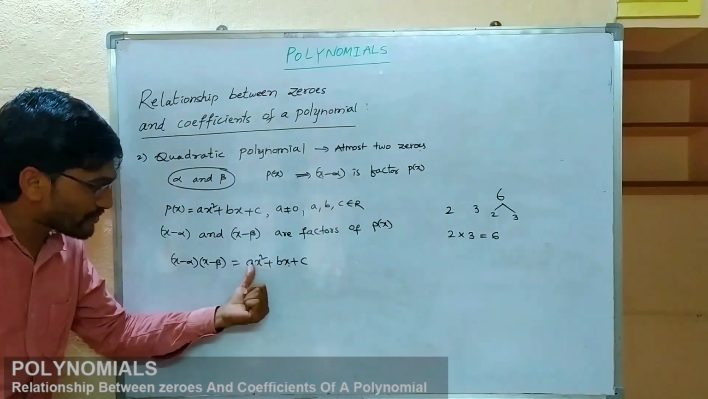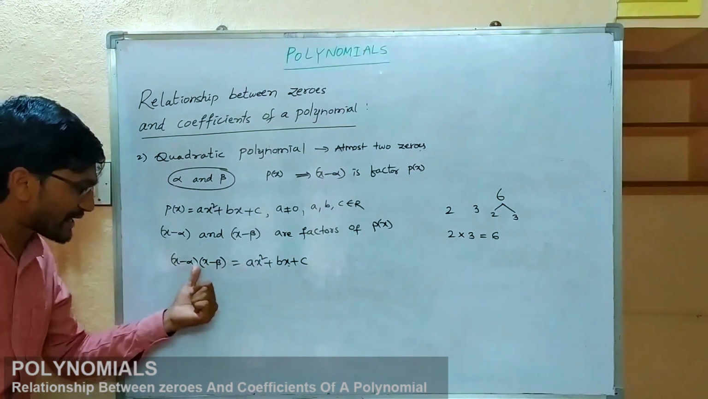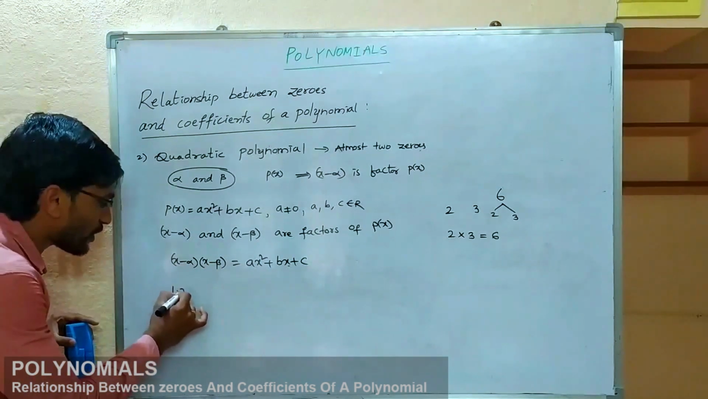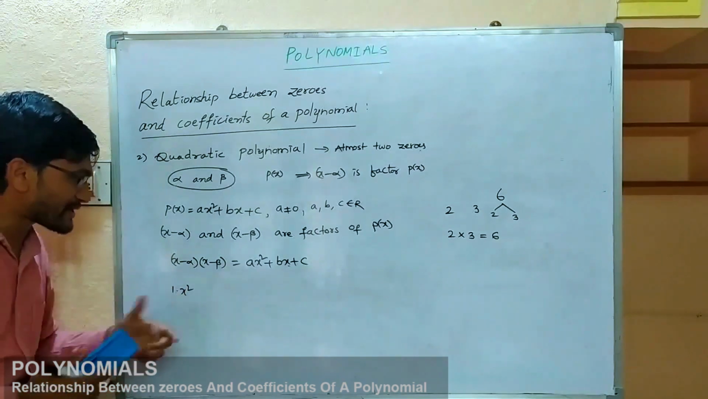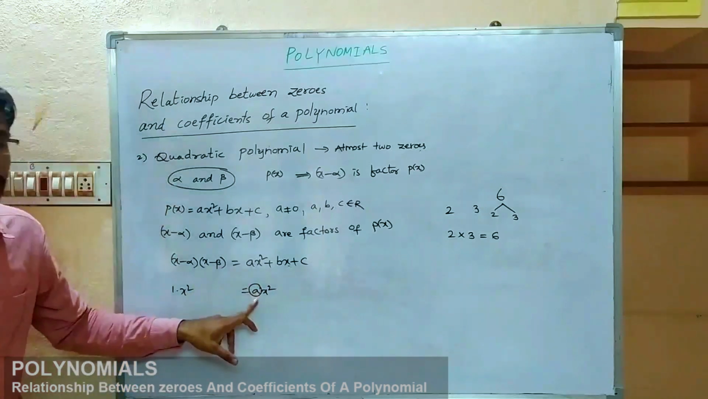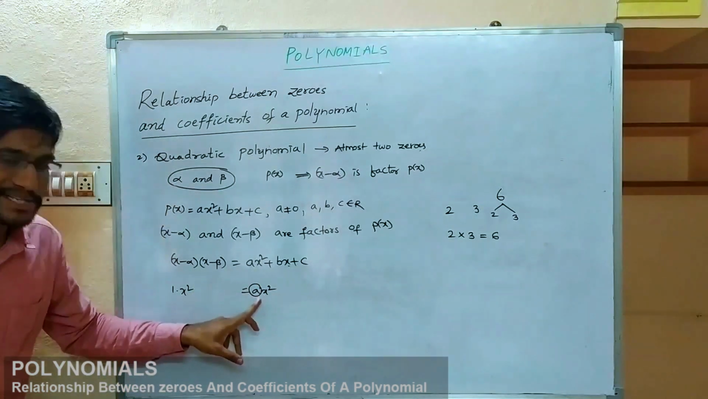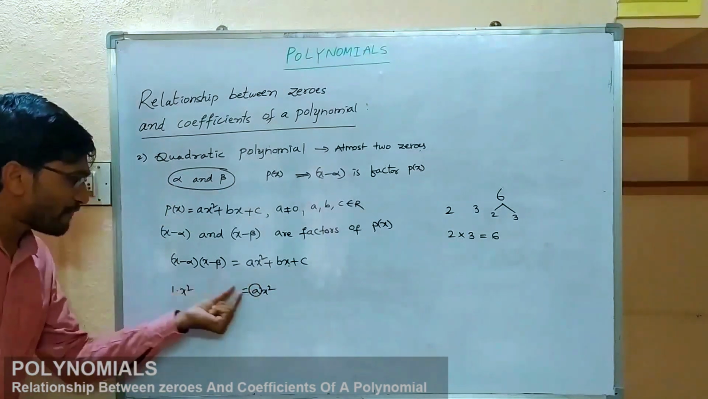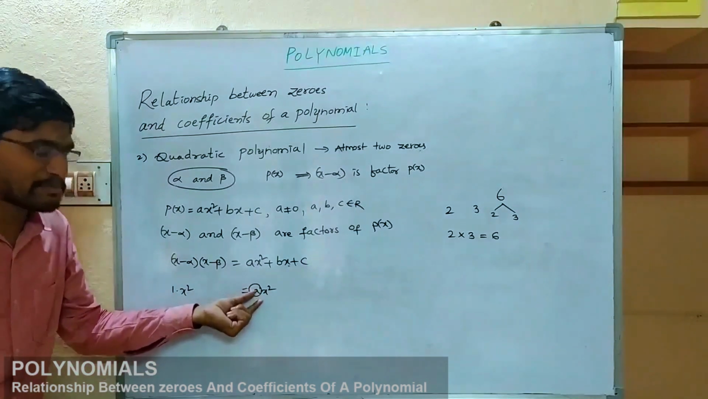Here the x square coefficient is a. If we multiply x and x, we get x square, and that coefficient is 1. 1 into x square, we will get 1 into x square. But here it is a into x square. A is not always 1. The x square coefficient is not always 1. So we can give any real number in the place of a.